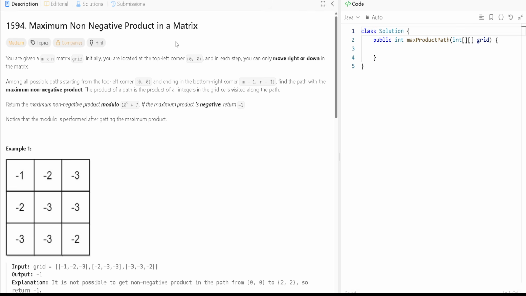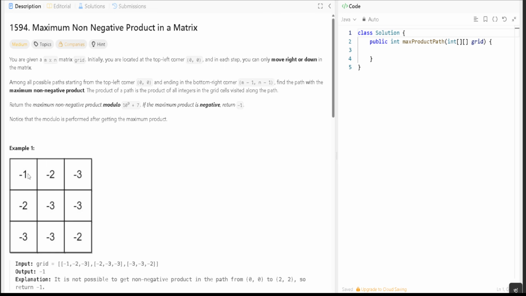Hello everyone, welcome back. In this video, we are going to understand LeetCode problem number 1594, Maximum Non-Negative Product in a Matrix. Let's see what the question is saying: we have to start from this position and reach here.